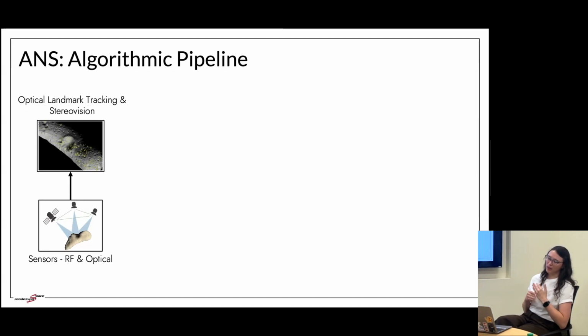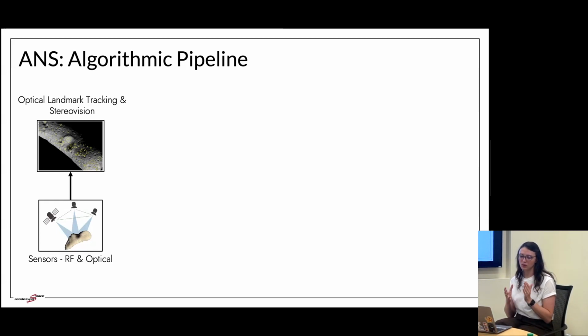So LiDAR is primarily a high swap-C sensor. You need a lot of power draw in order to do it, and you also have some pretty stringent range requirements in order to use LiDAR. So for this, we're doing purely optical landmark tracking, and we're using stereo vision to kickstart the initialization of any sort of state estimates.